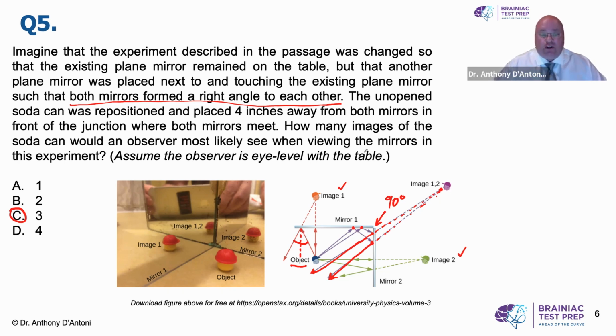And it's important to note, we're assuming that the observer is eye level with the table. And in this photograph, you could sort of see the experiment. You could see the object, and you could see that there's image 1 that's formed, image 2 that's formed, and also a 3rd image, which is called image 1, 2, but that's the 3rd image in this photograph. None of the other choices would be correct.